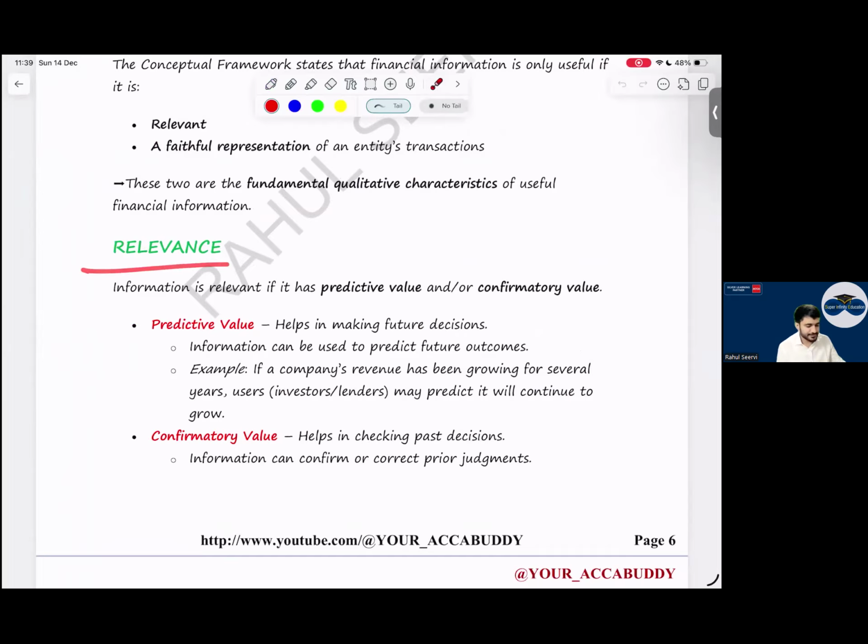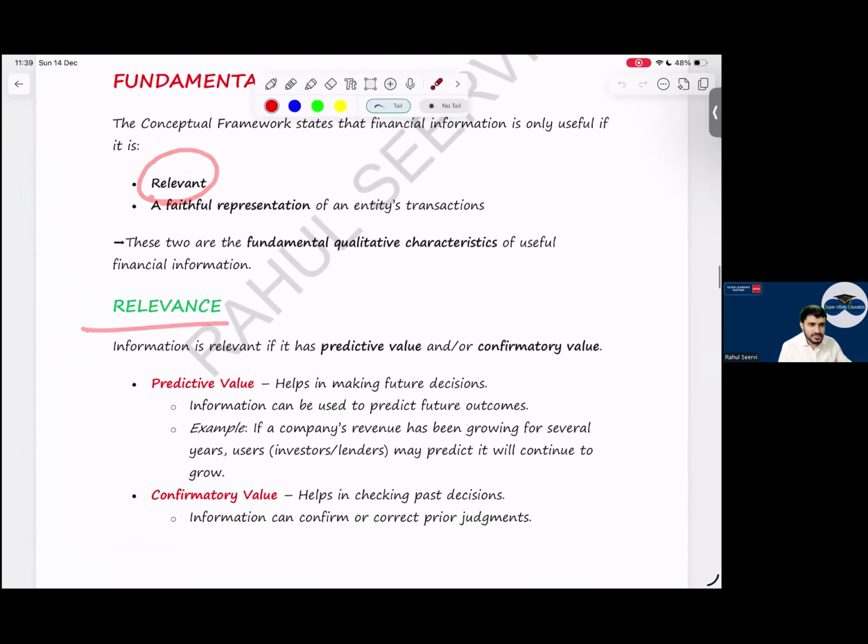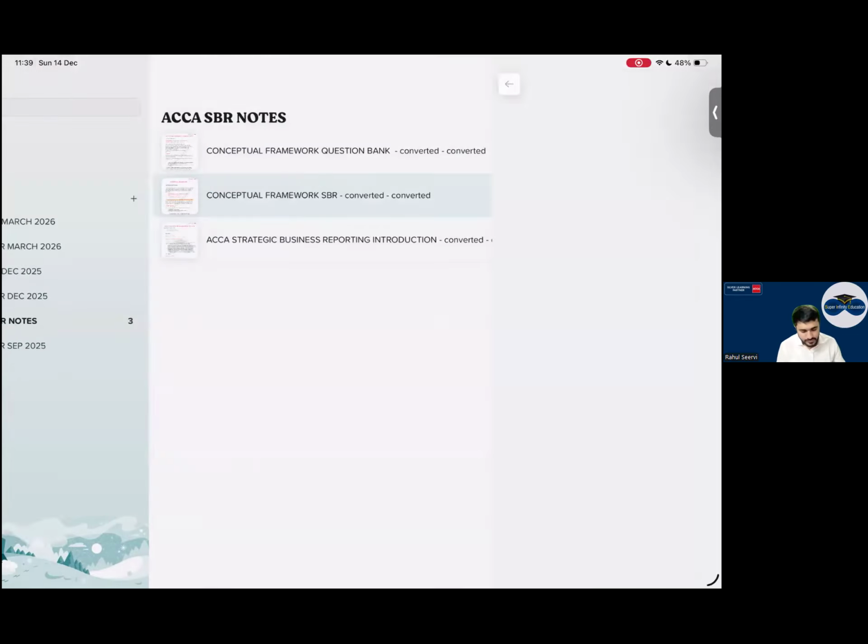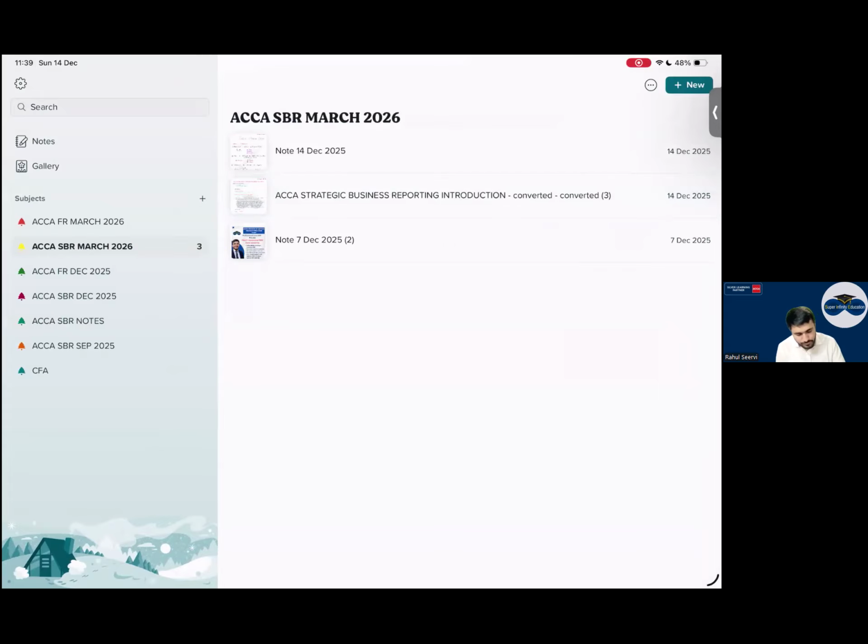Now, relevance. What is the conceptual framework saying? The information which you have should be recorded when it is relevant. The characteristic it should have is relevance. Now a question to everyone: when will you say the information is relevant?